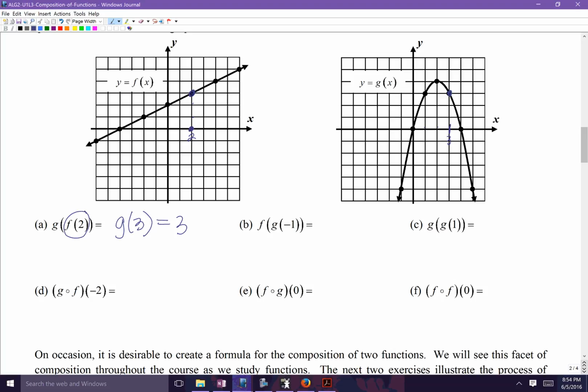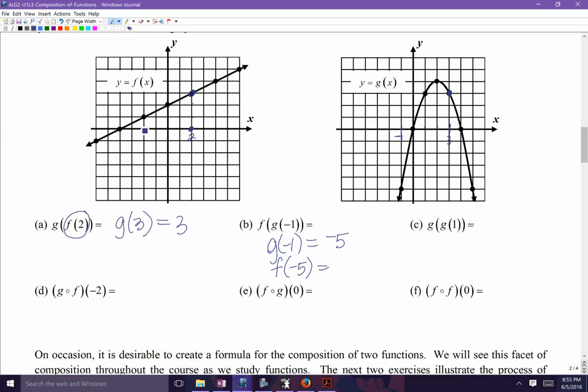Letter B says evaluate f of g of negative 1. So this time I'm going to start on the g function. G of negative 1, well, let's see, that would be right here. So let's say 1, 2, 3, 4. That would have a value of negative 5. And now I'm going to evaluate f of negative 5.